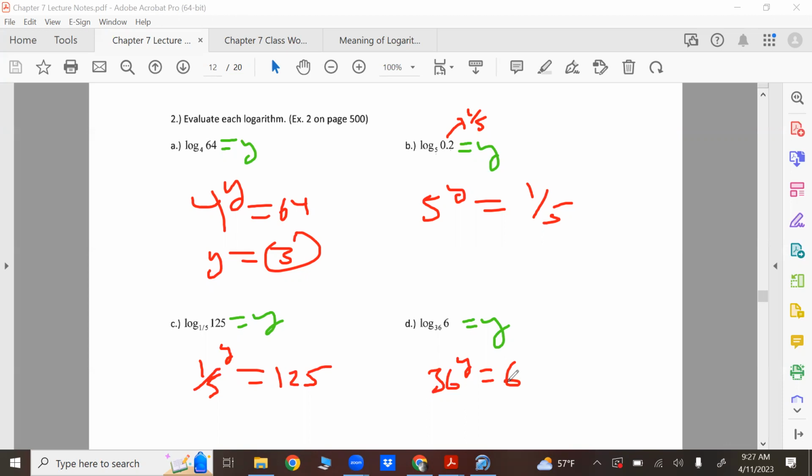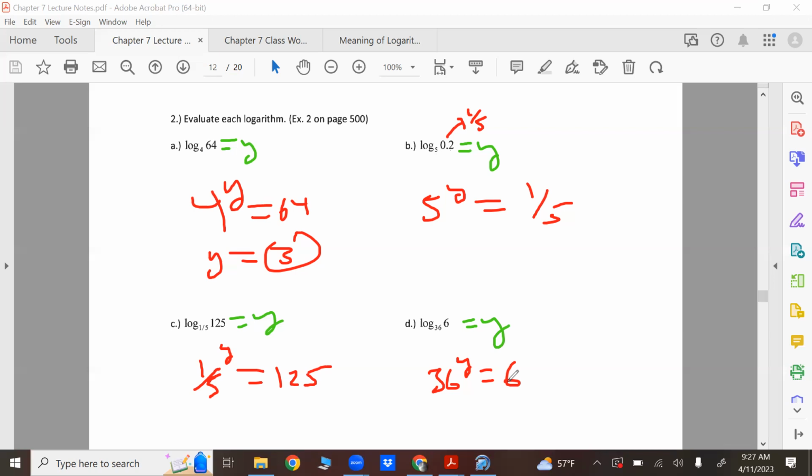Be careful of this one. 125 is a power of 5. 5 to what power is 125? Good. But then that's also what 1/5 is, 5 to what power? Good. So you have 5 to the -1 raised to the y equals 5 cubed. What would y have to be to make this work? Good. Excellent. Y would be -3.